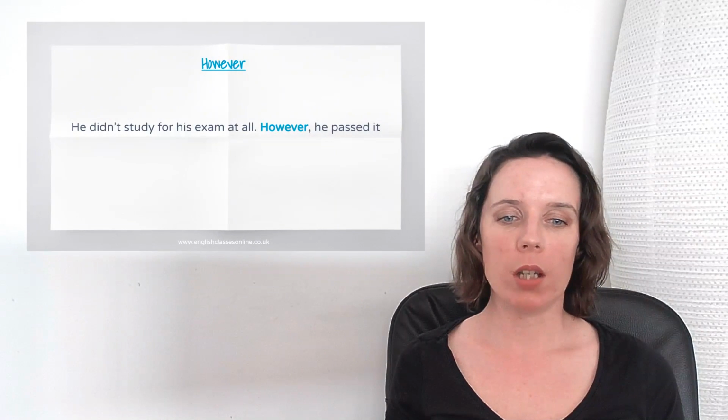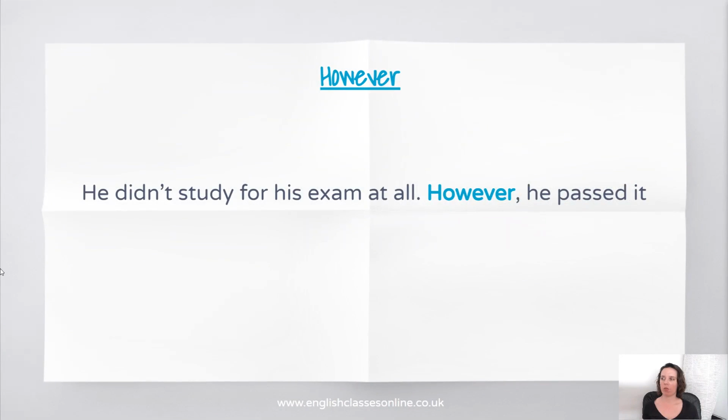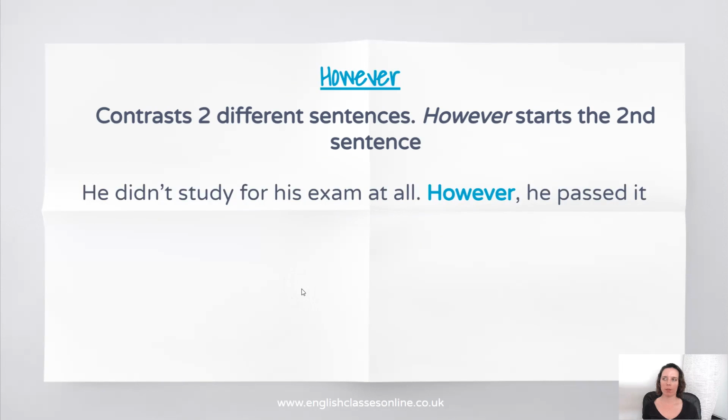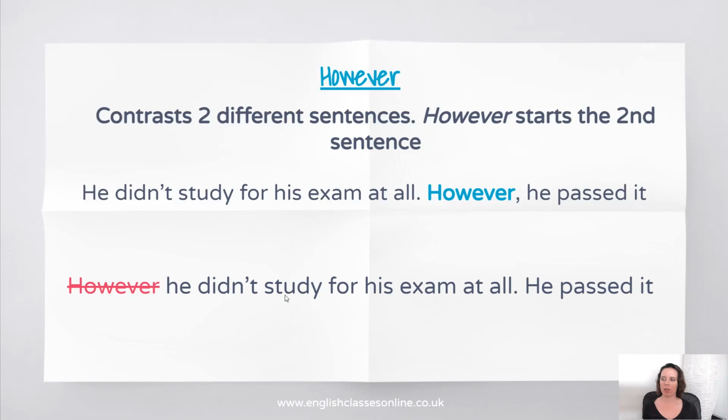Okay, and finally, let's look at however. So you'll notice here we have a completely different sentence structure. He didn't study for his exam at all. However, he passed it. So however actually contrasts two different sentences, not two different clauses in the same sentence. And however always starts the second sentence. Okay? You cannot say, however he didn't study for his exam, he passed it. That is not grammatically correct.